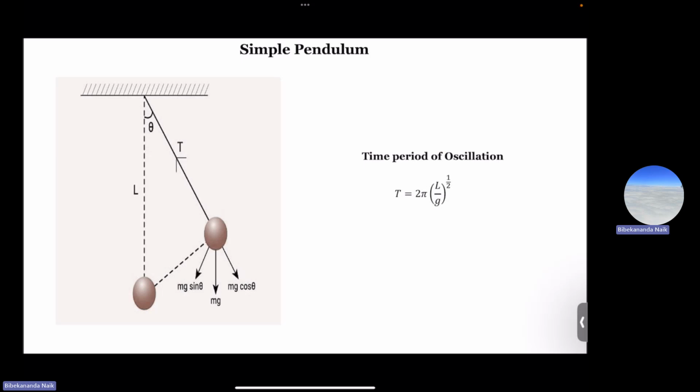Now let's discuss the simple pendulum. We know this is a simple pendulum. There's a massless string, and this is the mass of the pendulum. If you solve it by balancing the forces, you can find the time period of oscillation. L is the length, g is acceleration due to gravity, and T is the time period of oscillation.